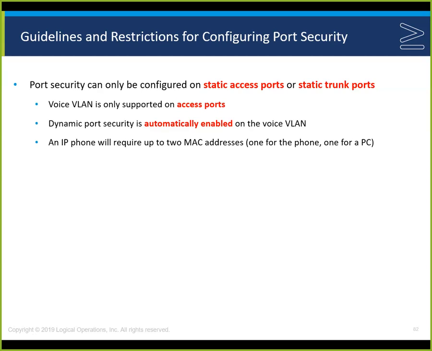Dynamic port security is automatically enabled on the voice VLAN, and an IP phone will require up to 2 MAC addresses, one for the phone and one for the PC. And again, sometimes the phone gets detected on both of the VLANs. It cannot be used as a port for a SPAN. SPAN is switch port analyzer, or port mirroring, where we can see the traffic on one port and watch it on another port.